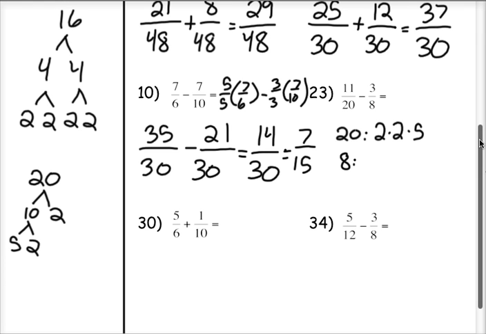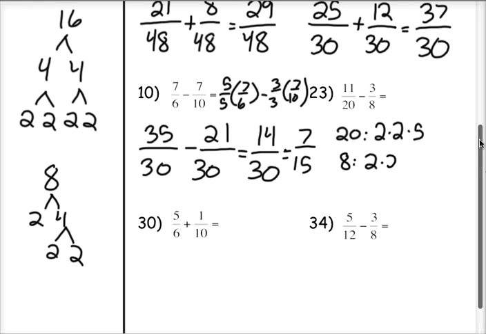And then looking at 8. Well, 8 breaks up into 2 and 4. Then the 4 breaks up into 2 and 2. So 8 is 2 times 2 times 2. And now we need to see what is each missing. Well, the 20 is missing a 2 that the 8 has, and the 8 is missing a 5 that the 20 has.